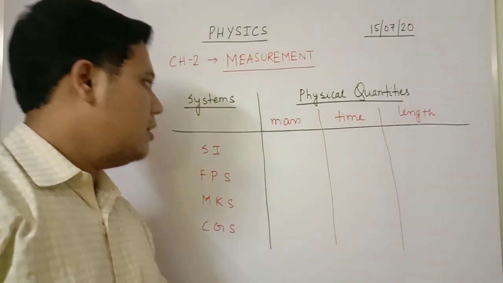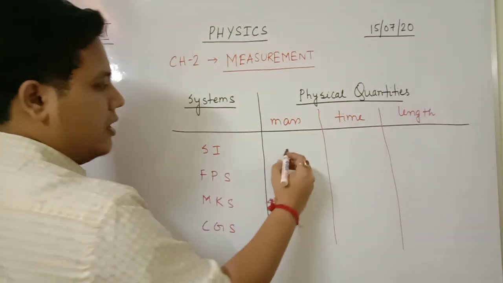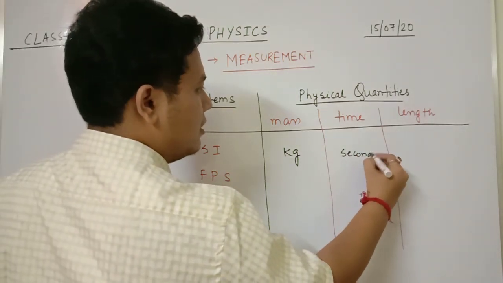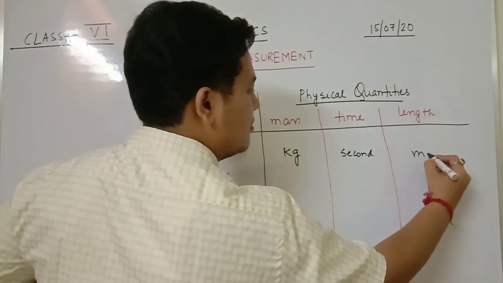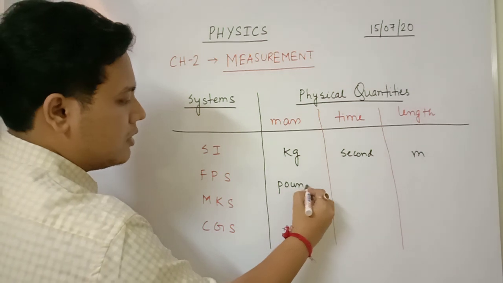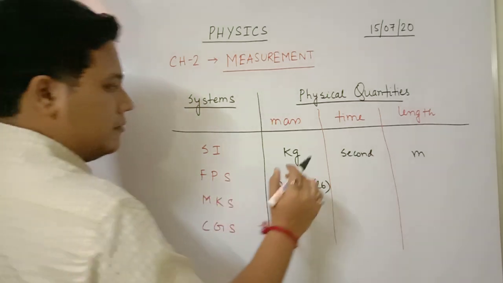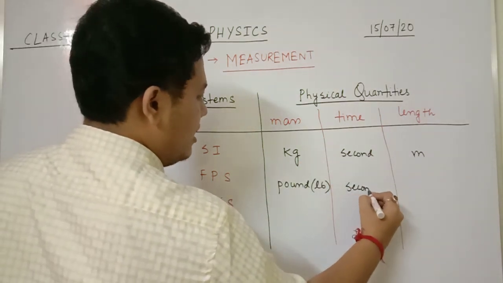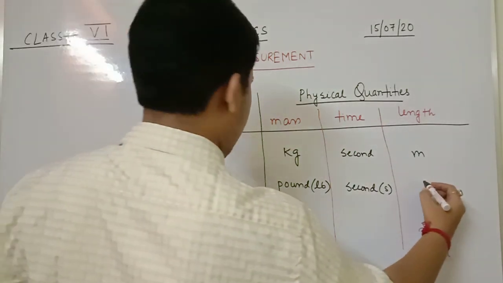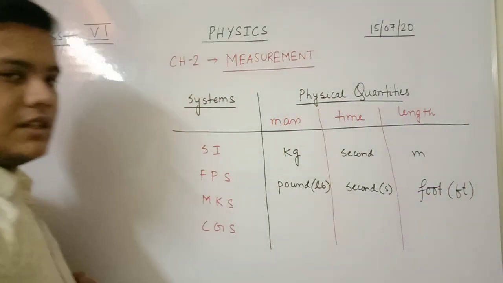Let us see what the units are for these systems. For mass, the SI unit is kilogram. For time, it is second. And for length, it is meter. In the FPS system, the mass is measured in pound. The short form of pound is lb, small l, small b. The time is measured in second, the short form is s. And the length is in foot. We denote it as ft.